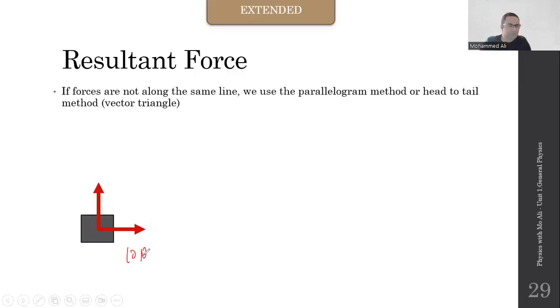So if this is a 10 Newton force to the right, and this is another 10 Newton force, at an angle of 90 degrees to each other, the resultant force is going to be somewhere in between them. We don't know the exact values, but I can't just add them. Anybody who studies advanced math, trigonometry, and so on, will tell me that there's a method you can use to calculate this.